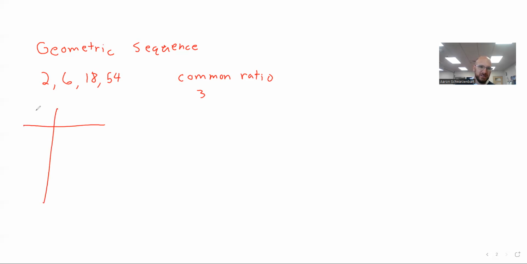Again, the term, oops, the first term is 2. So term 1, 2, 3, and 4. I've only listed 4 of them. Nope. The first term is 2. The second term is 6. The third term is 18. And the fourth term is 54.